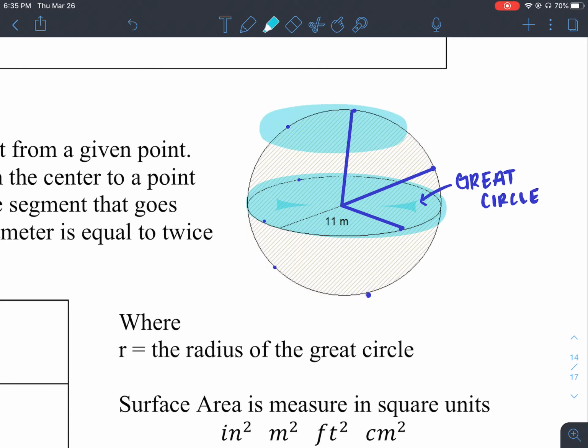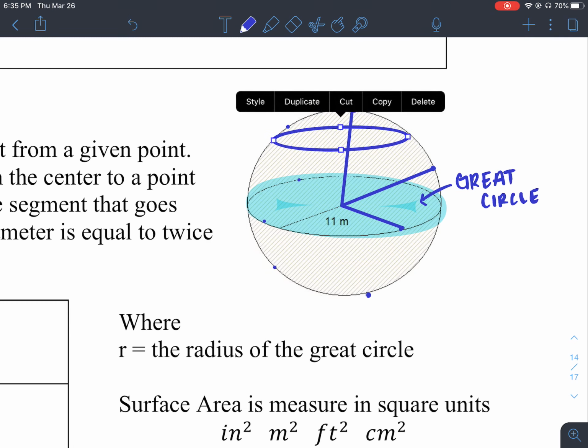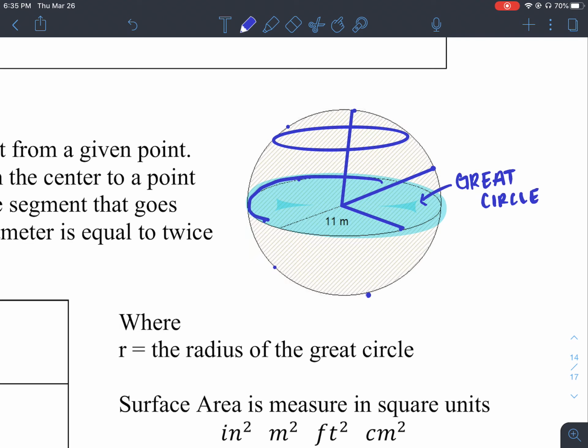So if I were to slice this up top here, that's no longer a great circle. That's not even really a circle. So we're going to try this again. If I did my cross section here, it is still a circle. The cross section is a circle, but it's no longer a great circle. So that great circle has to include the center. It has to have the same radius, but it can be cut a couple different ways.